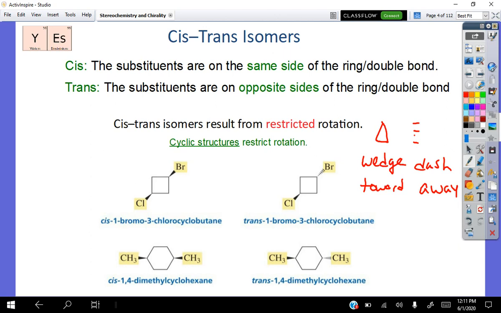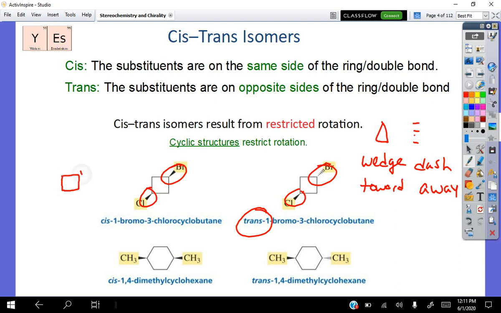So if we're looking at our cis molecules, you'll notice that both of these have dashes, so both of our substituents are pointing away from us, which means they must be on the same side of the ring. If you've got a wedge and a dash on a ring, one is pointing towards us, one is pointing away from us, they must be on opposite sides of that ring in order to be depicted that way. Therefore, they have to be a trans molecule.